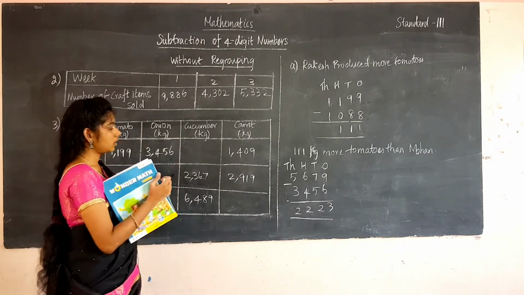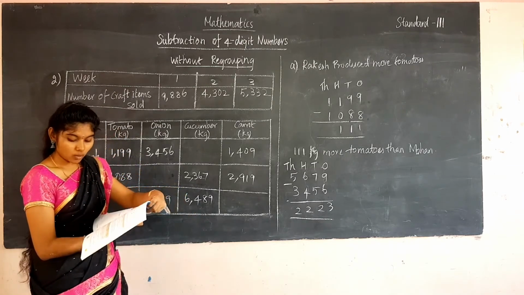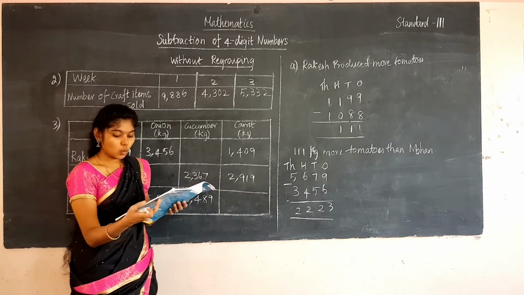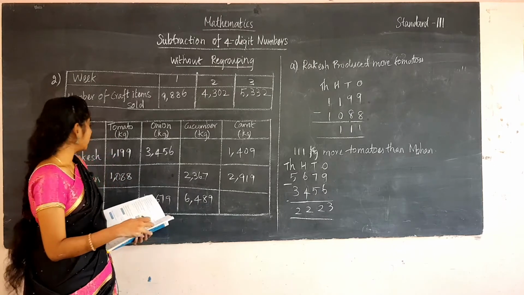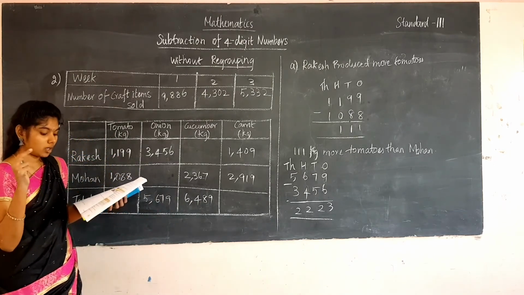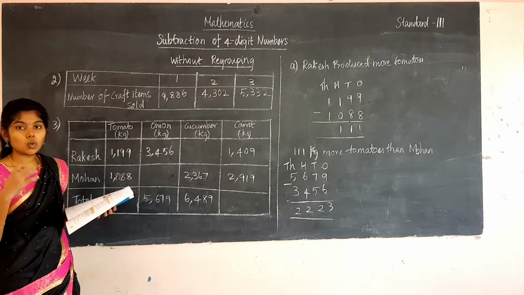So here the next question they have asked is, Rakesh farm has produced 4122 kg of cucumber. Is this statement true or false? So here we are going to find the answer for Rakesh. Rakesh farm has produced 4112. They have given the answer there. So we are going to find whether it is true or false.